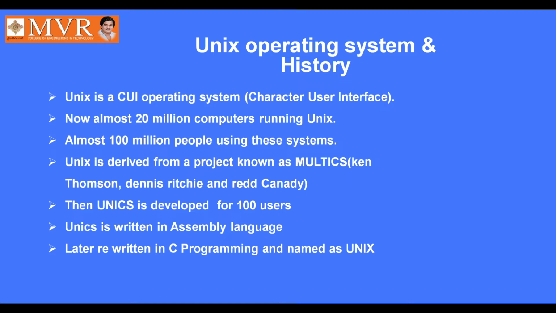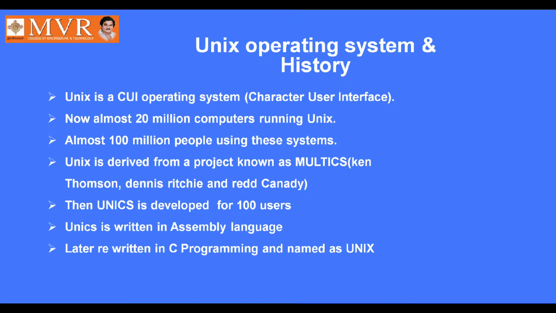But again, in Unix there is a problem: Unix was developed using assembly language. We all know what an assembly language is. It is a very low level language. It uses mnemonics to write programs, which are not understood by many scientists. Because it is a low level language that uses mnemonics, nobody could understand what was written and how to develop it. So in 1973, after 4 years of developing Unix, they rewrote the same Unix in C language and named it Unix.